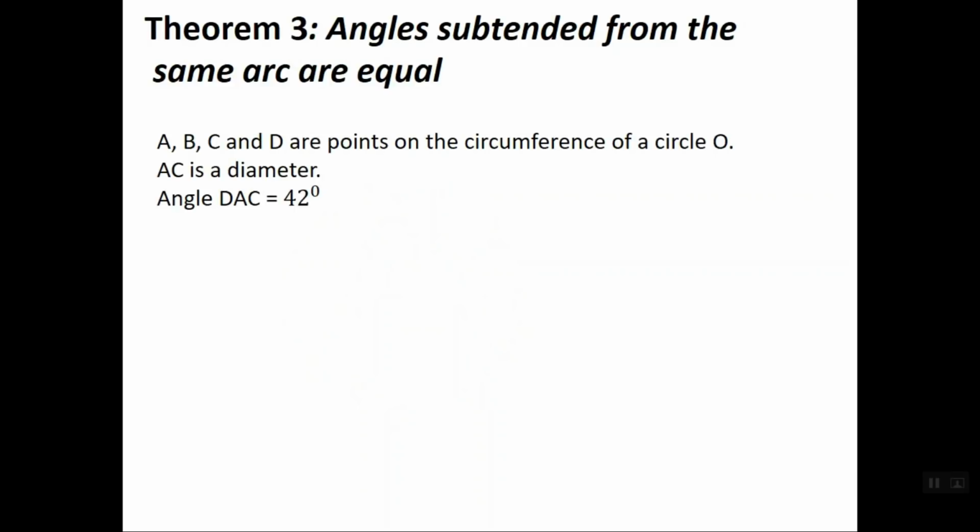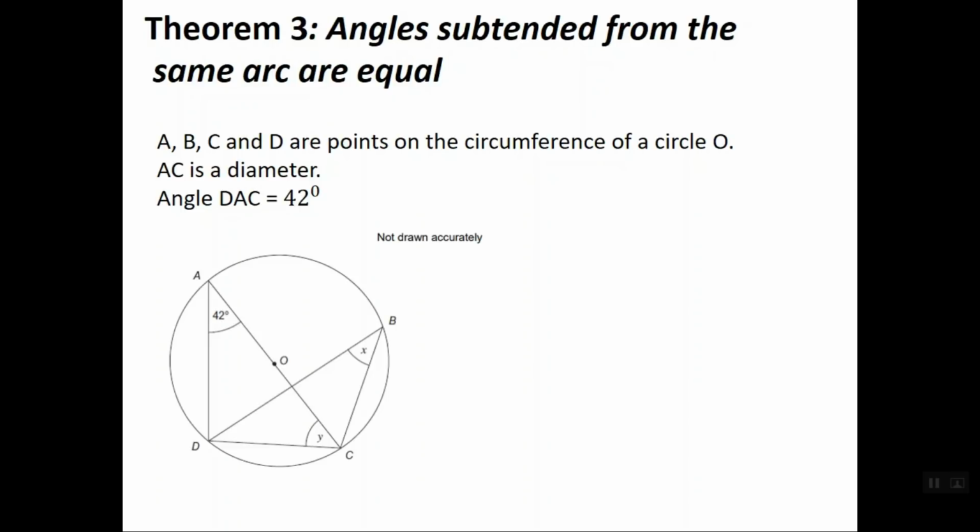So the question reads, A, B, C, and D are points on the circumference of a circle O. AC is the diameter. Angle DAC is equal to 42 degrees. And that's the diagram for the question. It's not drawn to scale, so again, please do not use your protractor to try and measure to find the missing angles. It says, write down the value of x and work out the value of y. If you notice, part A of the question says write down the value of x, which therefore means there are no calculations involved.